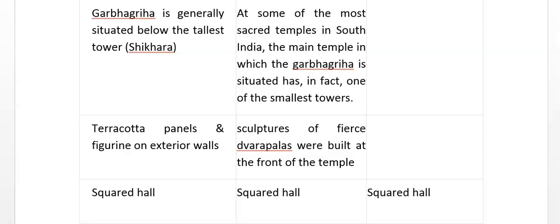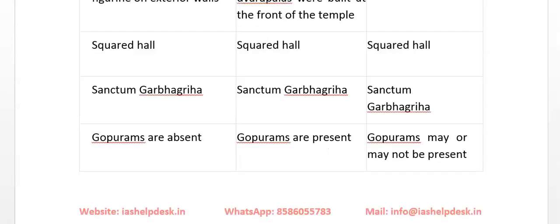And then once again, a notable feature, Dwarpals, that is doorkeepers, are seen in South Indian style, which is absent in Nagara style. Here, terracotta panels or figurine-like structures can be seen on the exterior of the walls. And then once again, the most important thing, the Gopurams are absent in Nagara style temples, and Gopurams are the most prominent thing in the Dravidian style. And here in the Vesara style, it may be present or it may not be.